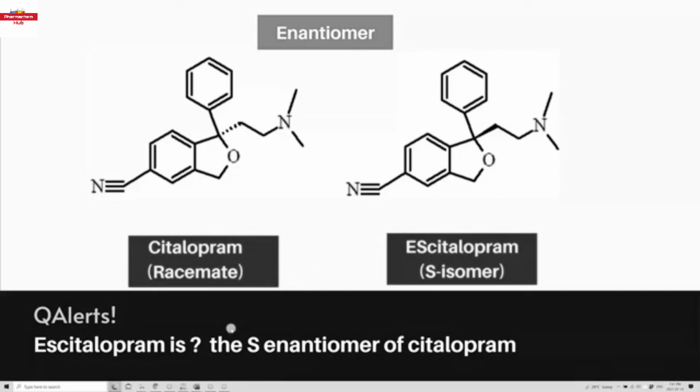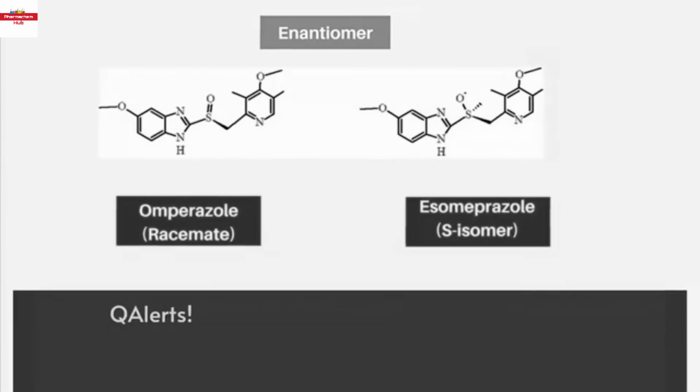So here is the test tip for the exam. They could ask you indirectly: S-citalopram is what? S-citalopram is the S enantiomer of citalopram. Perfect. So let's look at another example.